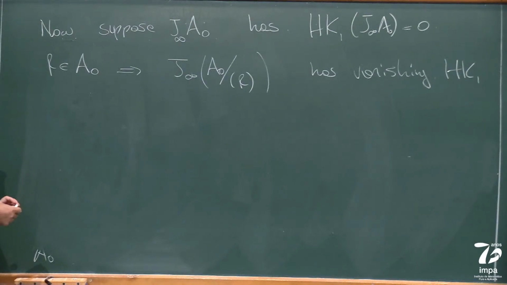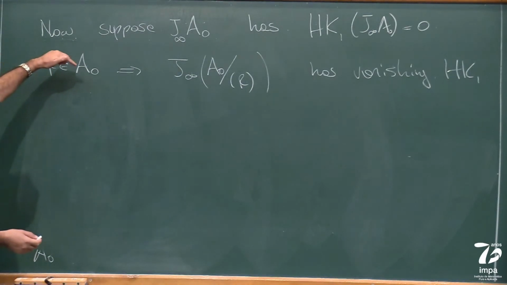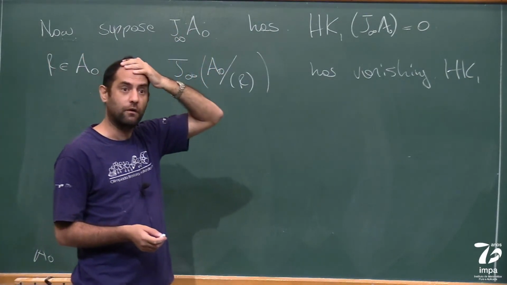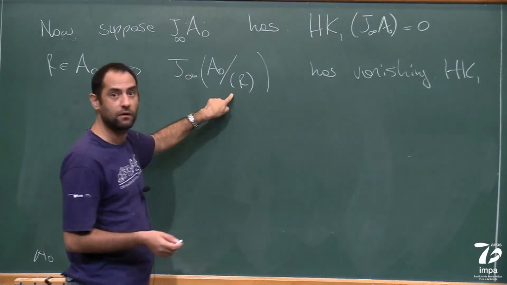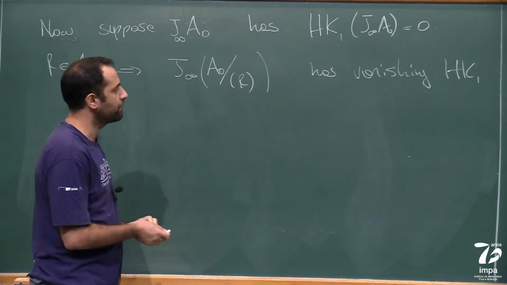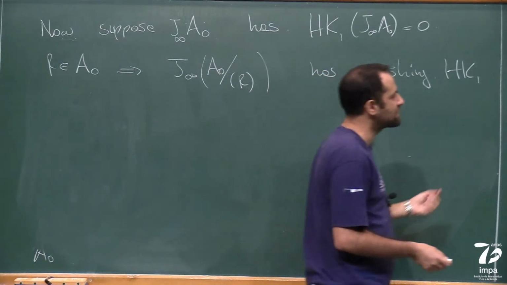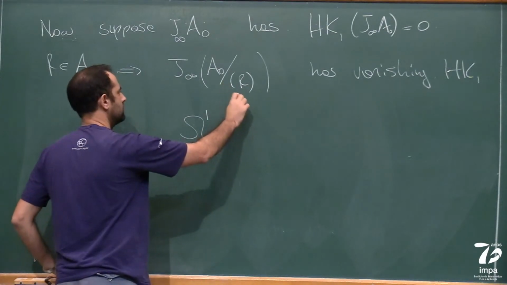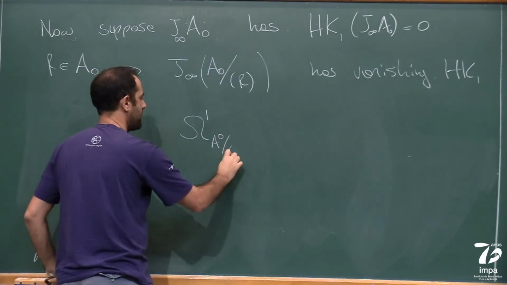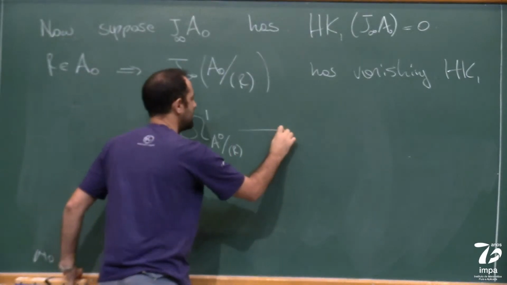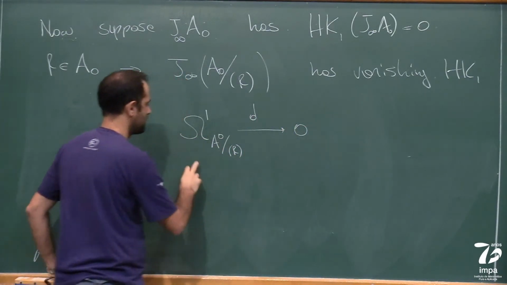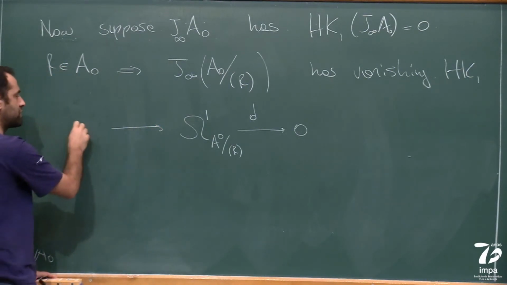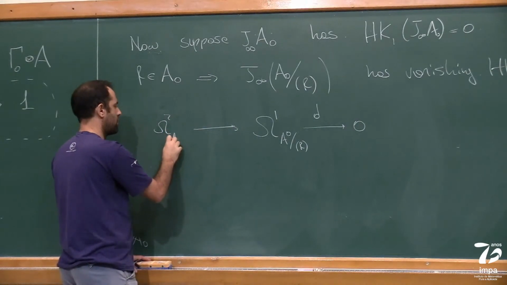All right, so, we have a covering of our A0 to A0 divided by F. Therefore, I have a covering of the arc spaces of A0 to the arc space of A0 divided by F. So, I want to grab something in the kernel, omega 1 of A0 divided by F, that is in the kernel of the differentials. I want to prove that it is in the image of the differential here.